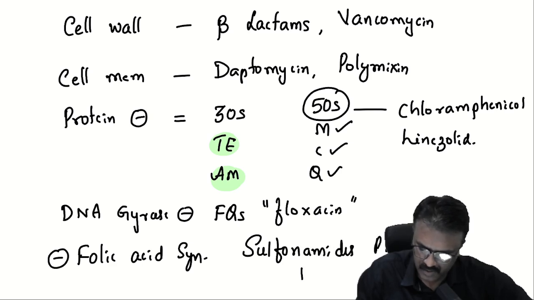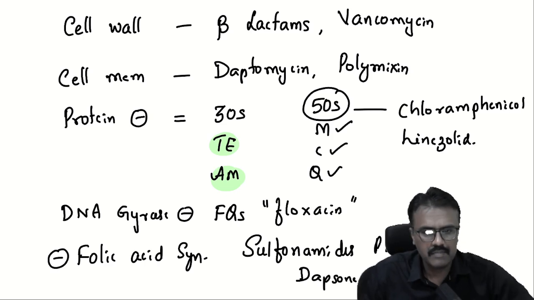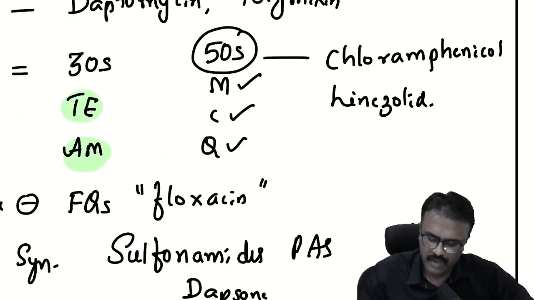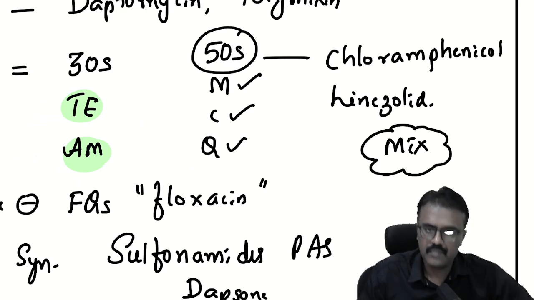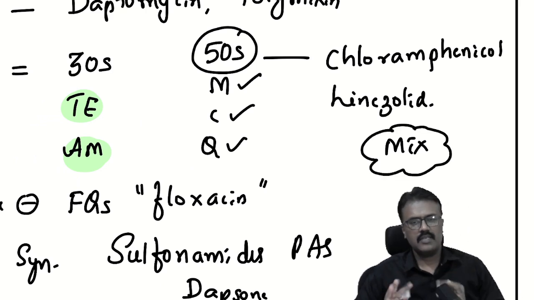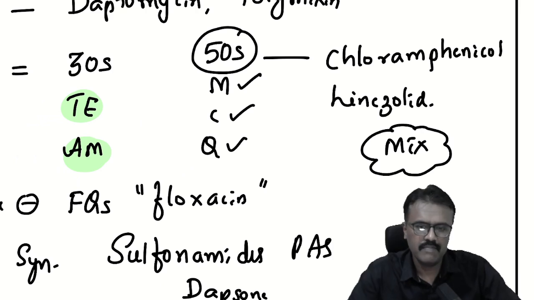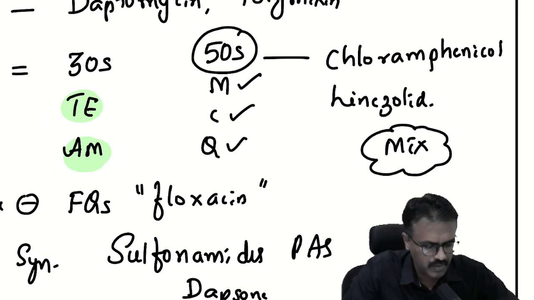PAS and dapsone. So what do you have to tell me now? PAS, dapsone. What is the mechanism of an anti-cancer drug? Methotrexate. What does it inhibit? So methotrexate, proguanil, pyrimethamine, trimethoprim inhibit a specific enzyme. Can anybody tell me what enzyme they inhibit?